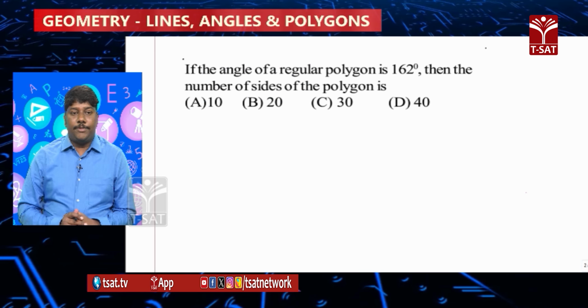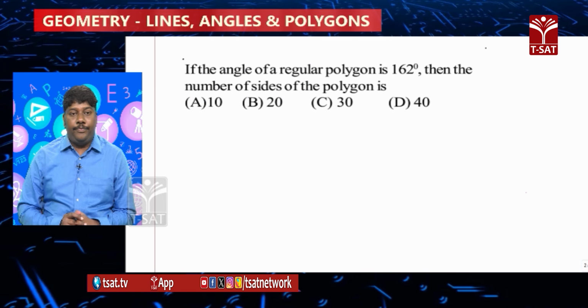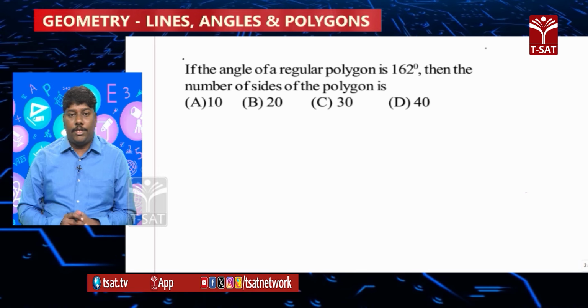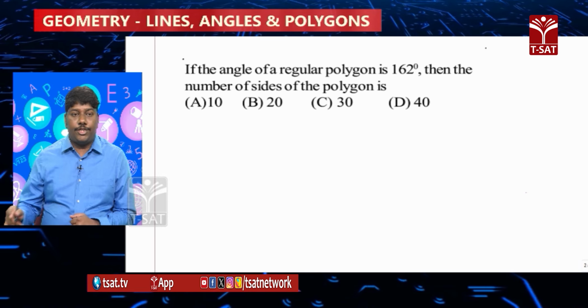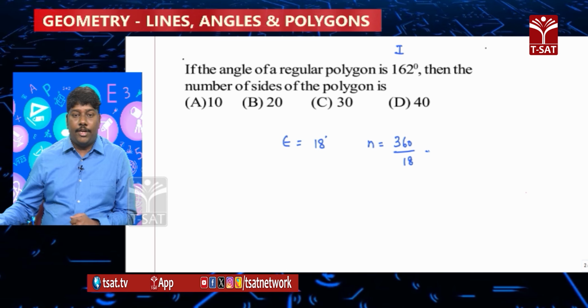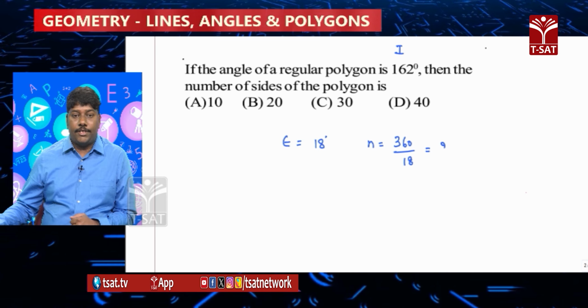Look at the first sum. The first sum says if the angle of a regular polygon is 162, then the number of sides of the polygon is. We have a formula for interior angle. When they say angle, you have to take an interior angle or internal angle. So the interior angle of a regular polygon is 162. So don't take interior, take exterior angle. I would say exterior angle is 180 minus 162, that is 18. How do we find out the number of sides when the exterior angle is given? You just divide 360 by the exterior angle 18. So the number of sides is equal to 20. So in this way you can easily find out the answer.